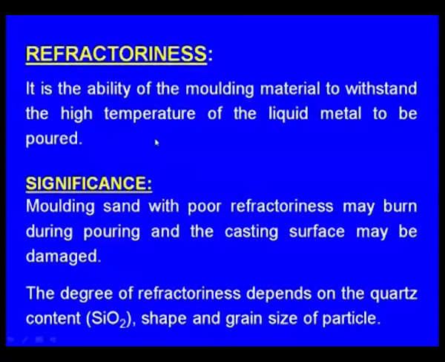First, let us learn about refractoriness. What is refractoriness? It is the ability of the moulding material to withstand the high temperature of the liquid metal to be poured. Just now I told you that the pouring temperature is very high. If it is aluminum, the melting point is 660 degrees centigrade and the pouring temperature will be between 750 to 800 degrees centigrade. If it is steel, the pouring temperature is about 1750 degrees centigrade.